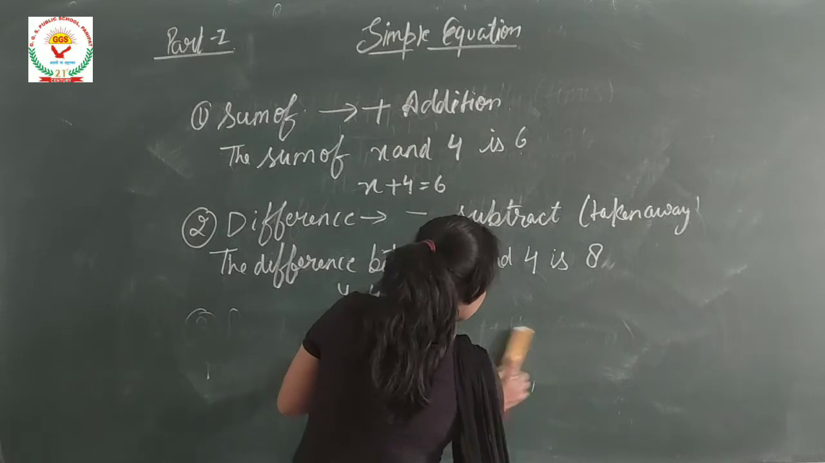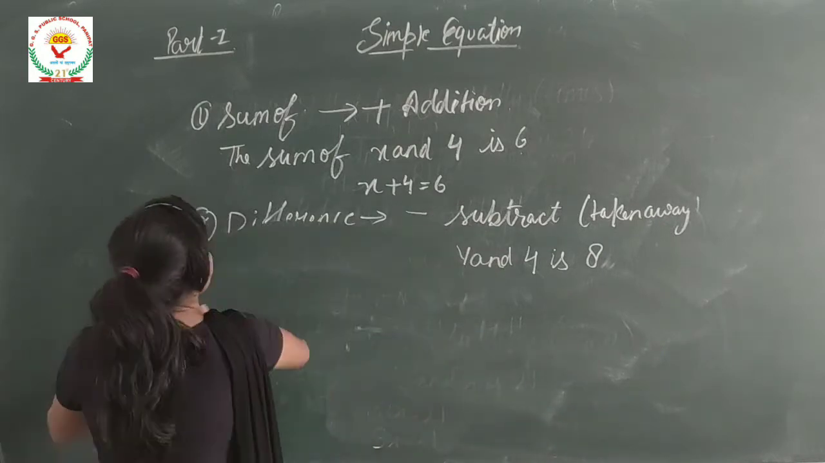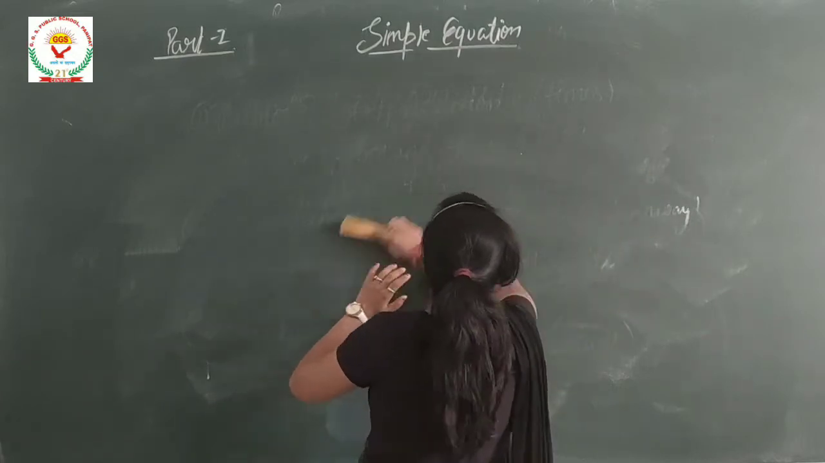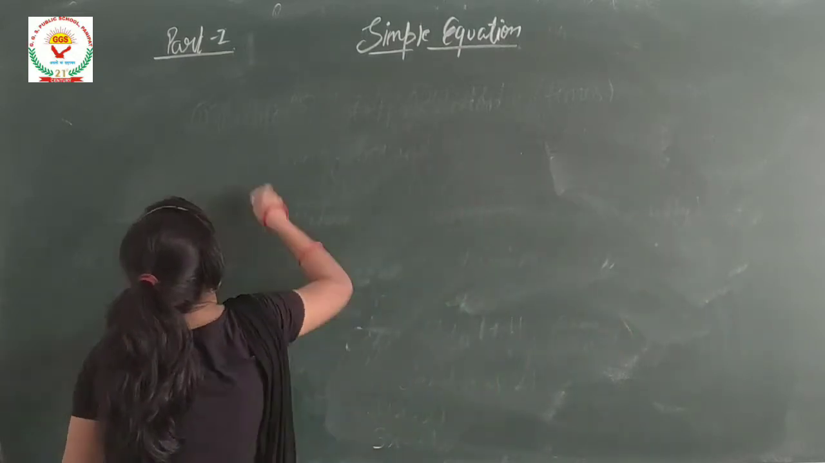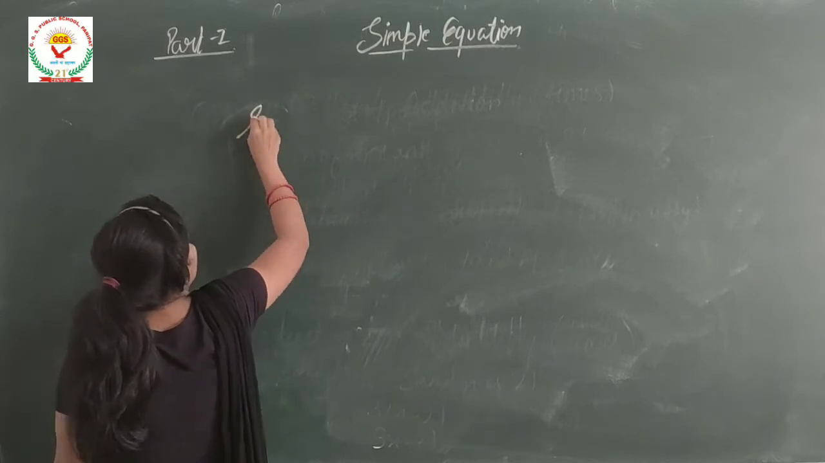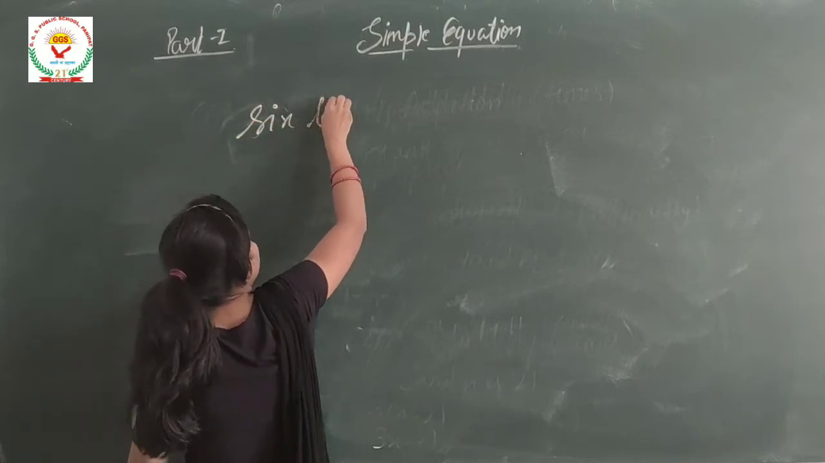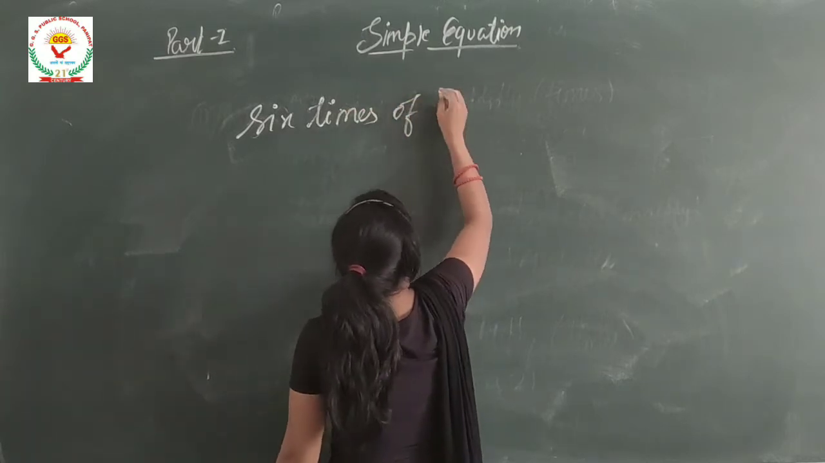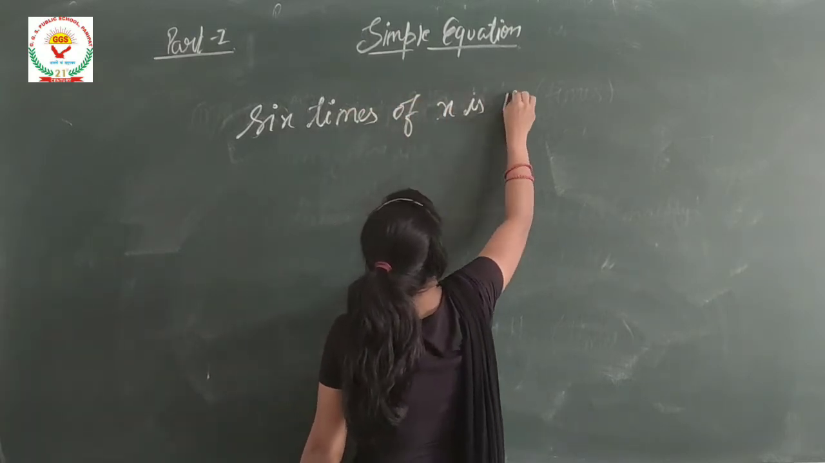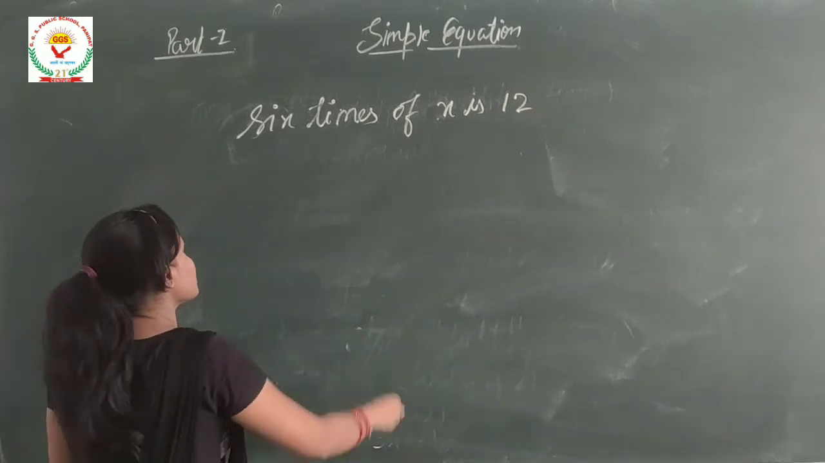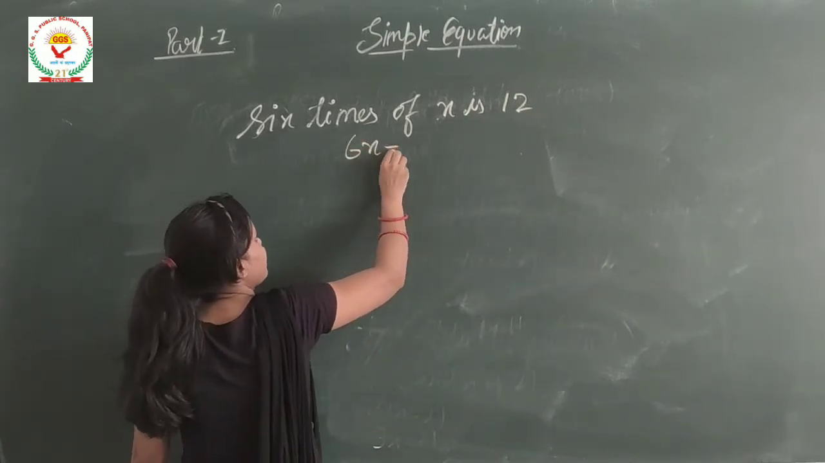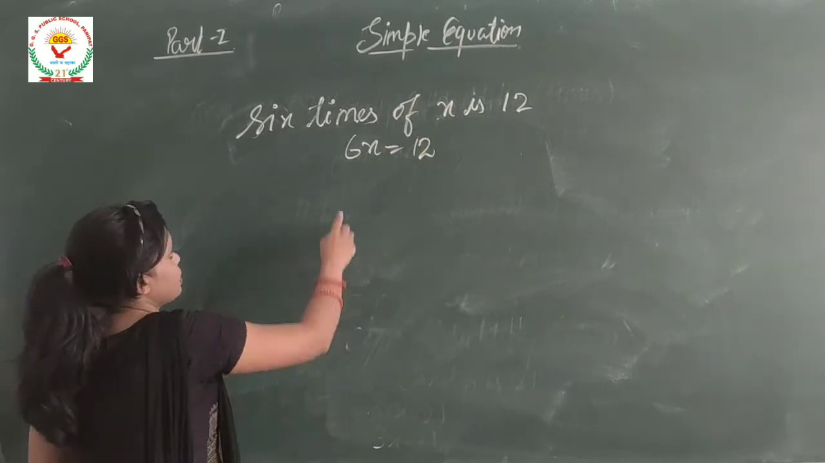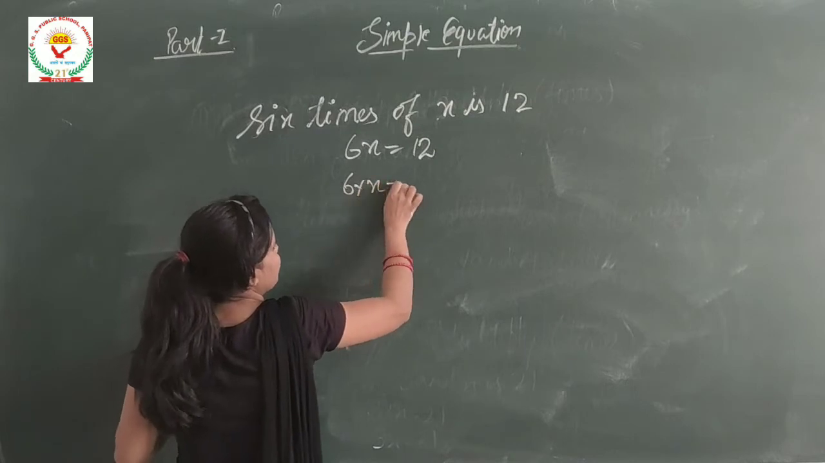Now let's take another example for times. Suppose the statement is 6 times of x is 12. That means 6x is equal to 12. This represents 6 multiply x is equal to 12.